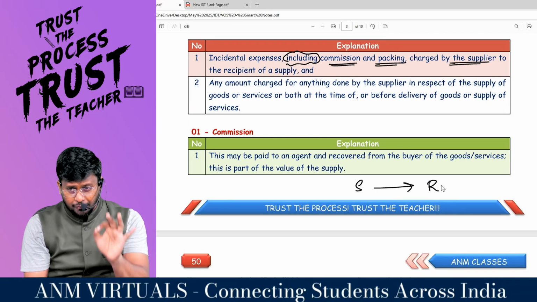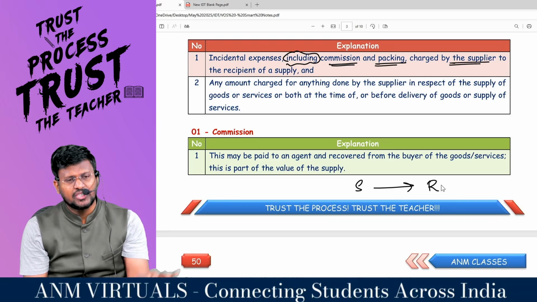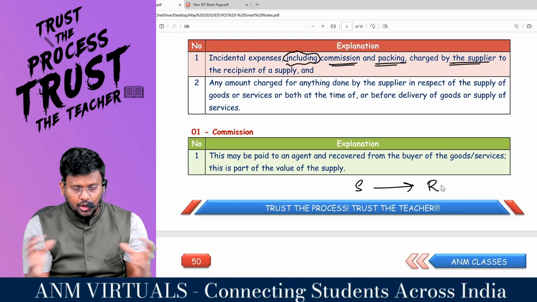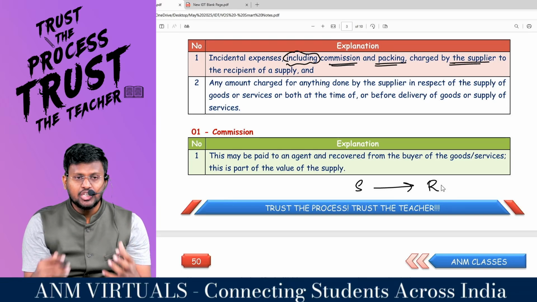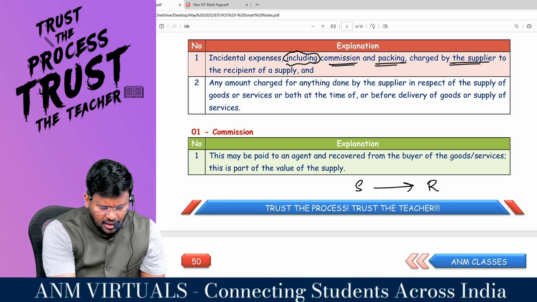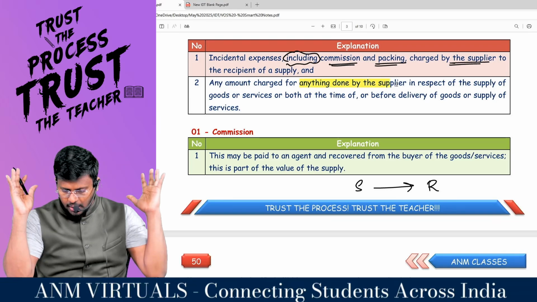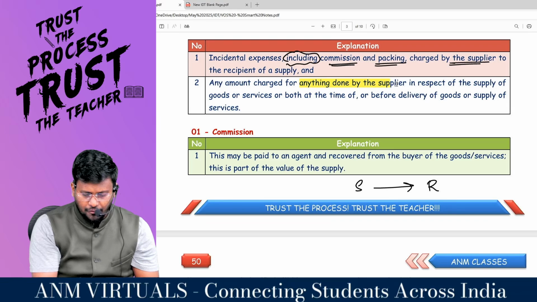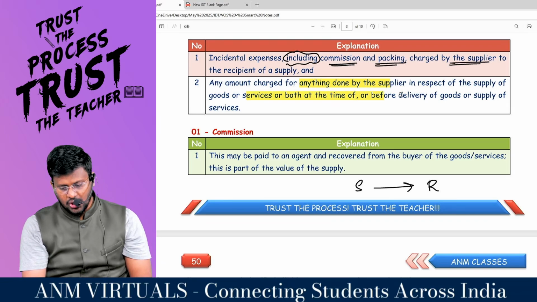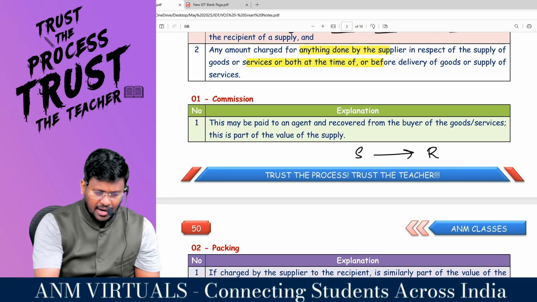Before supply of goods or services or both, the supplier is incurring any expenses which are related to the supply, like packing of the goods or, sir, commission, etc. Any amount charged for anything done by the supplier. Look at the word. It is not this, that and all. Anything done by the supplier in respect of the supply of goods or services or both will form part of the taxable value. I have given examples.